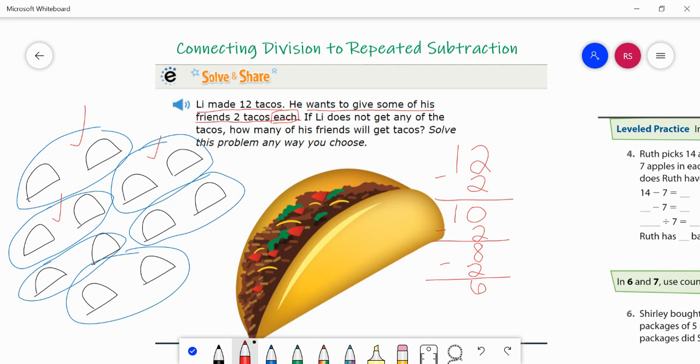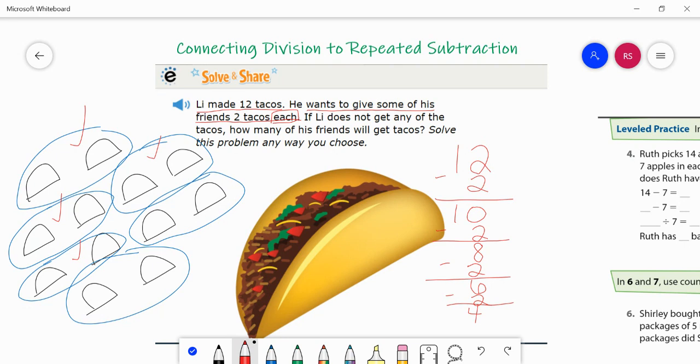Okay, now that I have 6 tacos left, I still have more tacos, which means I still have to give more away. So let's give away the next 2 tacos. We'll give these to Miss Hanner. 6 minus 2 more. 6 minus 2. Let's take a look at how many tacos we have. 1, 2, 3, 4. 6 minus 2 is 4. Great job.